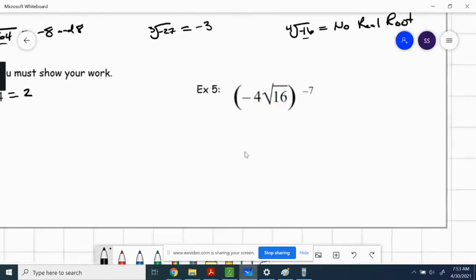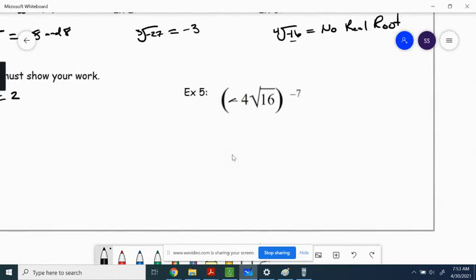All right, example 5. This one's not written right. I want this as the fourth root of 16, and then this is all raised to the -7th power. So what we want to do is simplify inside the parentheses first. So again, we're going to do this upside down division here. Let's cut it in half. 16 divided by 2 is 8. 8 divided by 2 is 4. 4 divided by 2 is 2. And look at that, we got 1, 2, 3, 4. So if we're just simplifying inside the parentheses, the fourth root of 16 is 2.